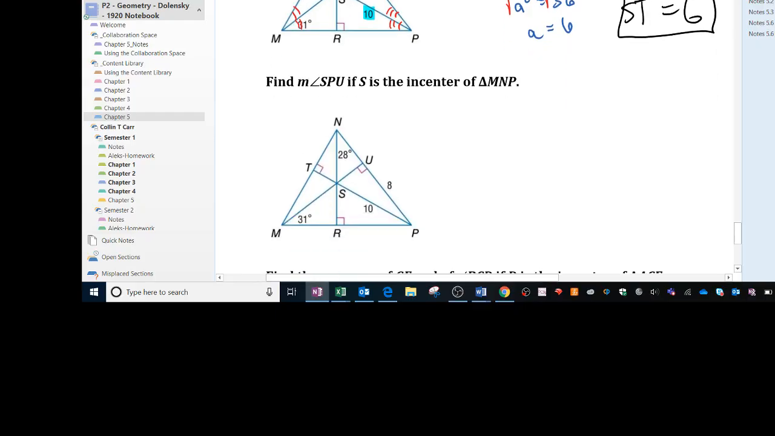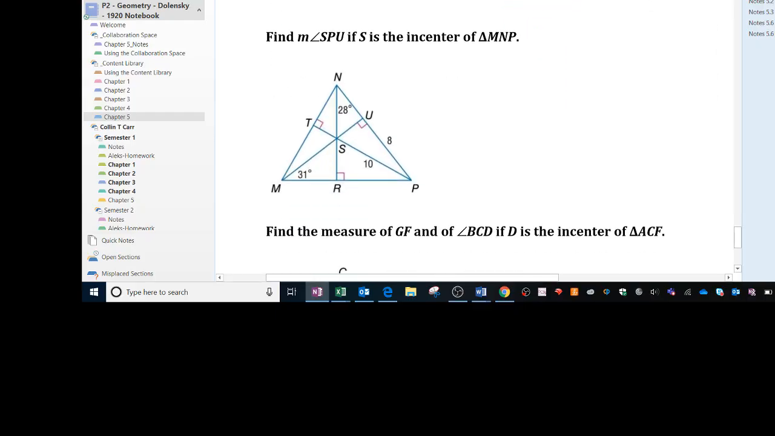All right. So we have our diagram here. Again, it says S is the incenter. And it says find the measure of angle SPU. So we want this angle right here. Anyone want to venture a thought?